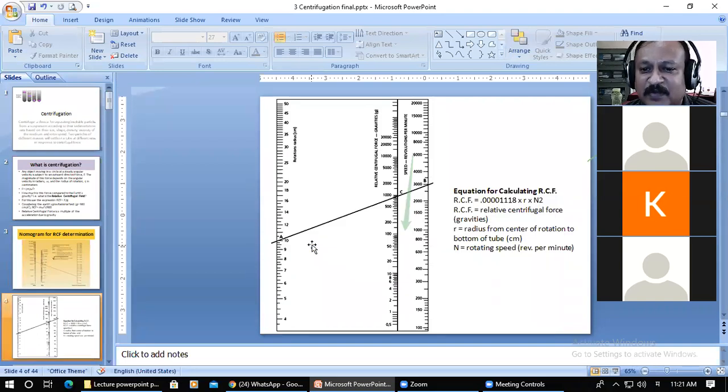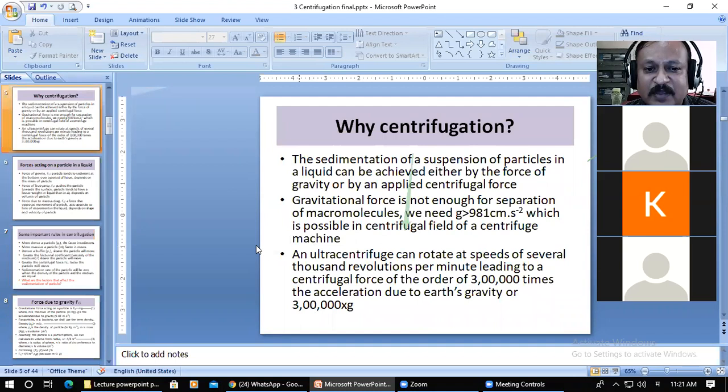This is another diagram. I won't go into that. Then the question about why we need to use a centrifuge machine. I have already told you the answer: the particles that we are interested in as a microbiologist, we are going to separate viral particles maybe, or bacterial cells, or fungal culture. In order to separate these microorganisms, the gravitational force is not enough. We have to employ a higher force, a higher field, and that is possible by using a centrifuge machine.